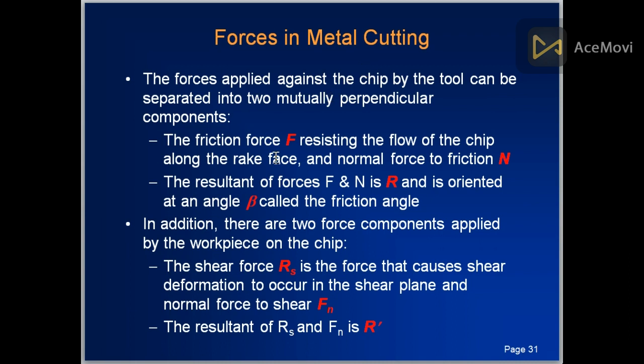Forces in metal cutting. There are some forces applied against the chip by the tool. They can be separated into two mutually perpendicular components: friction F for the chip along the rake face, and the normal force to the friction, N. The resultant of F and N is R, oriented at the angle beta, called the friction angle. This is the shear force Fs, and normal to this is Fn, and their resultant is R prime. Now you can visualize it next.